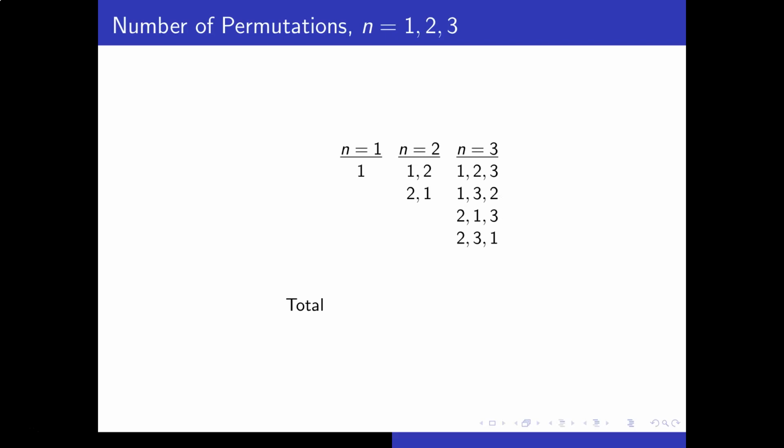But what if I don't want it to start with 1? I could have it start with 2. Then the next number either has to be a 1 or a 3, and the third number has to be the other one. So if I have 2 and 1, then I must have 3. If I have 2 and 3, then I have to have 1. Likewise, I could start it with 3. Same deal: the second number either has to be a 1 or a 2, and then the third number has to be the opposite. That's all the ways to start with 1, all the ways to start with 2, and all the ways to start with 3.